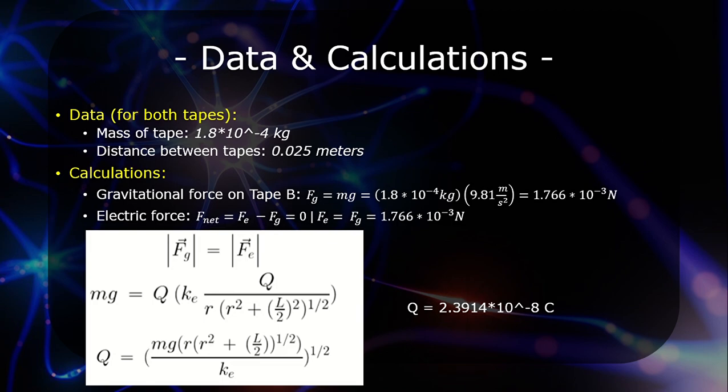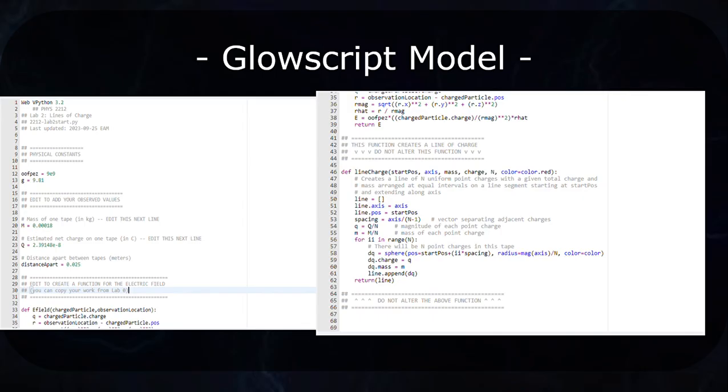Data and calculations: the mass of the tape was 1.8 times 10 to the negative 4 kilograms. The distance between the tapes was 0.025 meters. The gravitational force on the top tape was calculated using mg, which is found to be 1.766 times 10 to the negative 3 newtons. And the electric force was found because the top tape is in equilibrium, so it's equal to the gravitational force. The charge on each tape was found using the equation on the left, which is the equation for the electric force on a rod, Q times the electric field of a rod. And yeah, it's that big equation.